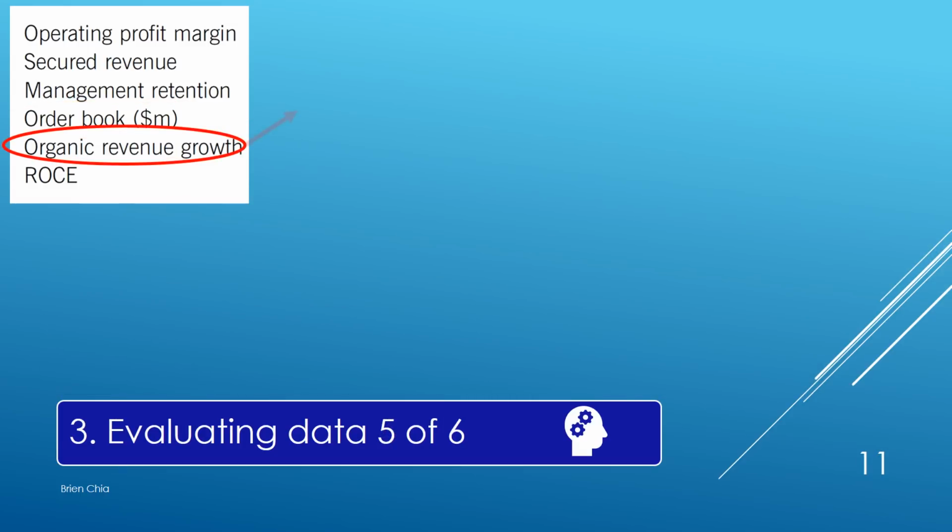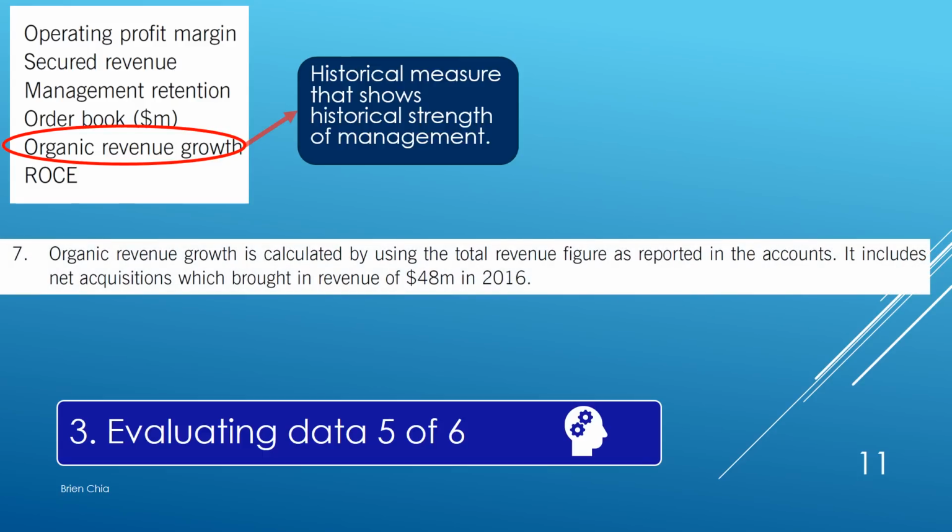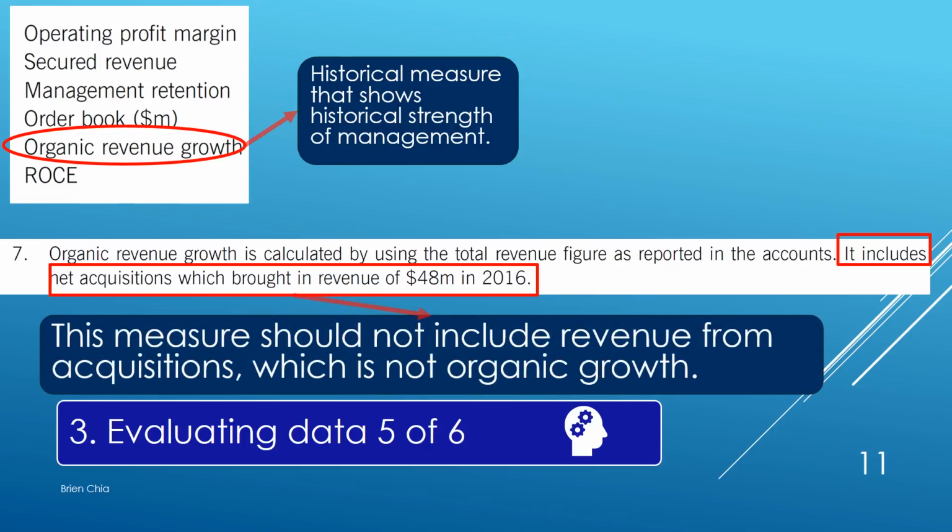Fifth one is organic revenue growth. This is a historical measure. It's basically just saying what was last year's revenue compared to this year's revenue from existing operations. So this is relevant to note 7. Organic revenue growth is calculated using the total revenue figure. So let's draw our attention to the second part of the note, which is over here. It includes net acquisitions. So if you have done your studying in paper P5, you will realize that net acquisitions is actually inorganic growth. It means you've bought a company and taken over their revenue stream. So usually we would not want to include such revenue in our organic growth measure.